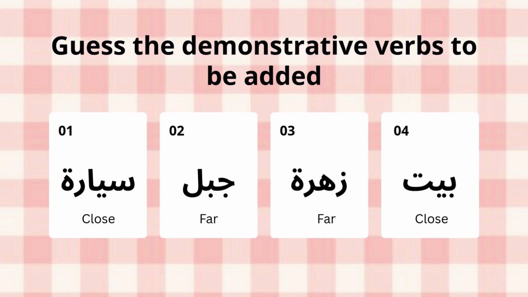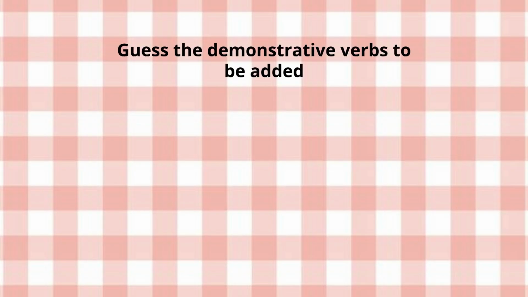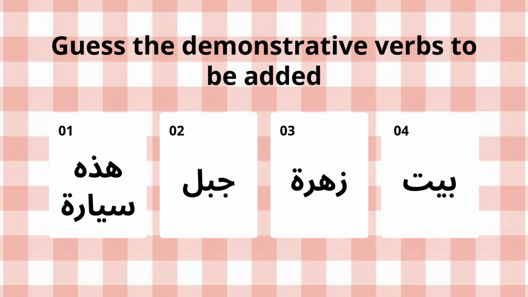Question number 1. سيارة, and it says close. If we look back on the examples, we find out سيارة is a feminine word and it is close to us. So we will say this is a car. سيارة means a car. So we will say this is a car because the car is close to us. So to say this is a car in Arabic, how do we say it? هذا or هذه? No, not هذا. It is هذه because هذه is used for feminine words and هذا is used for masculine words.